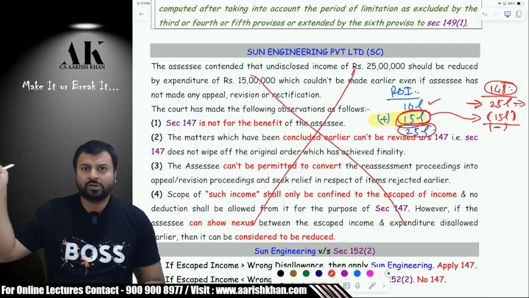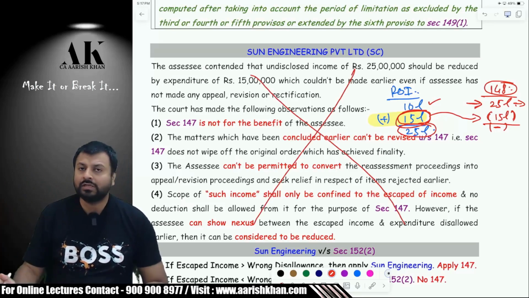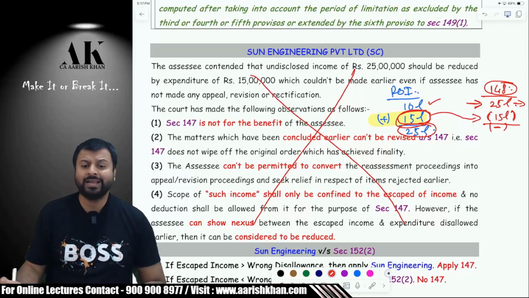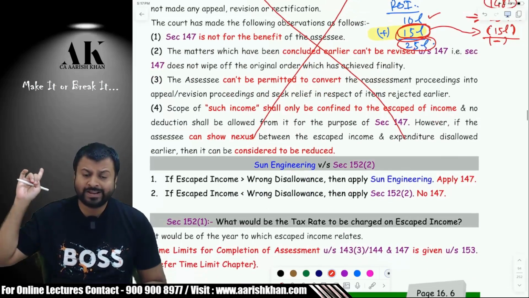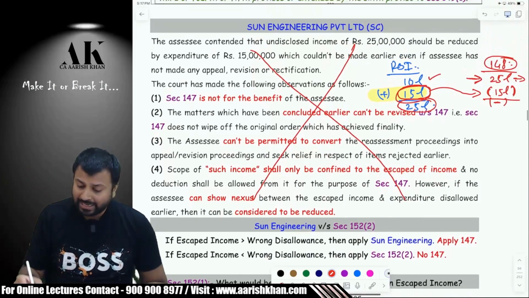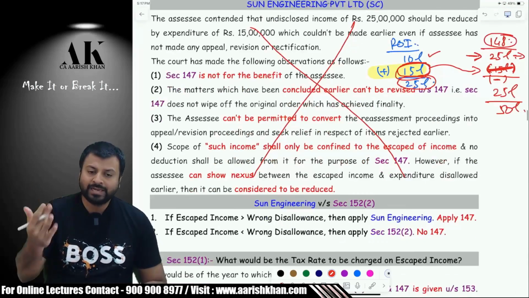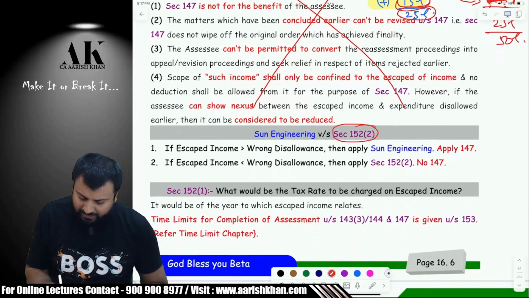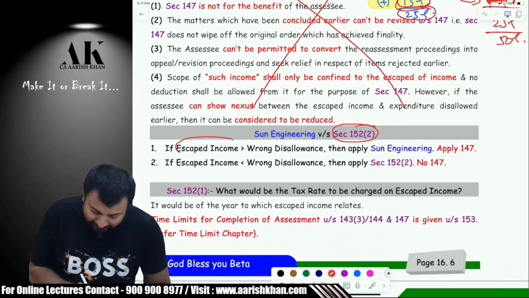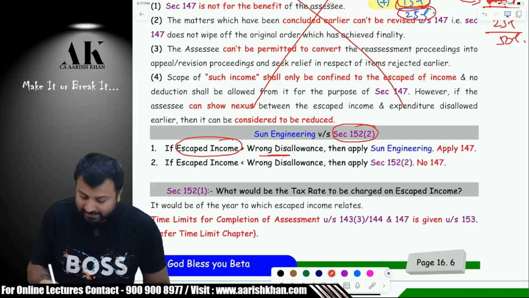The matters which are concluded earlier cannot be reduced now. Section 147 is not for the benefit of the assessee. It is for the benefit of the department, and all those matters which are concluded earlier cannot be reduced here, and therefore this is not allowed. 25 lakhs earlier income, 25 lakhs new income, 50 lakhs income, you have to pay the tax. But then the government brought one section, section 152, and said that if the escaped income is greater than wrong disallowances, then you apply Sun Engineering and you pay tax on 50 lakhs.